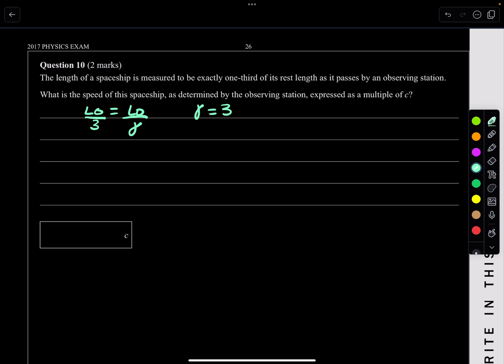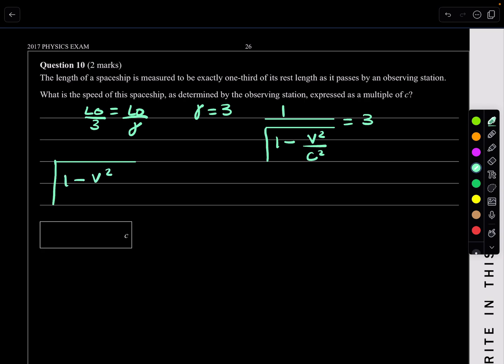And we know our Lorentz factor is just 1 over the square root of 1 minus v squared over c squared. Remember, the v squared is what we want. And we know that's equal to 3 in this case. So if you reciprocate it, it'll be the square root of 1 minus v squared over c squared, which will be 1/3. And then if you square both sides to get rid of the square root, you'll get 1/9 here.